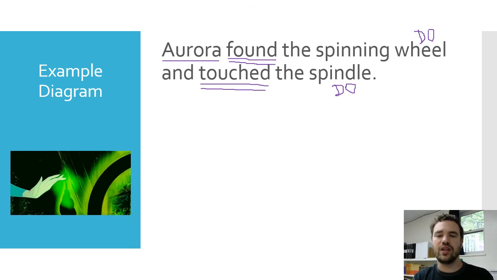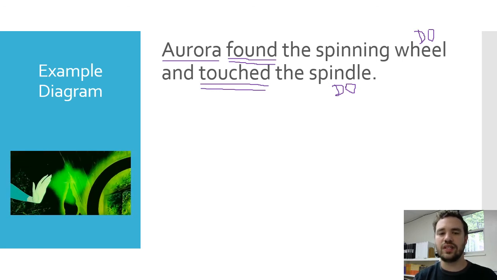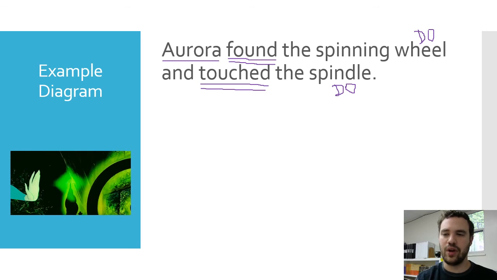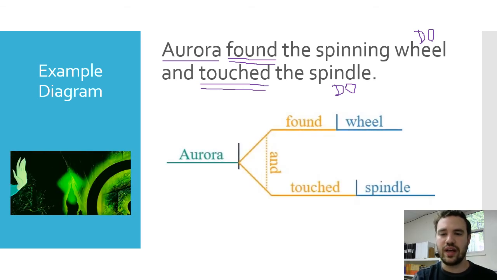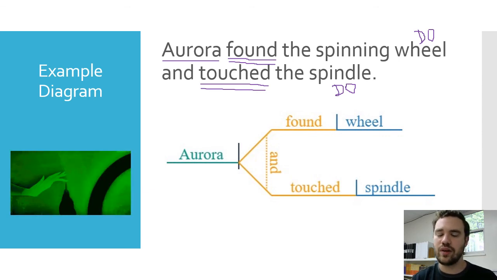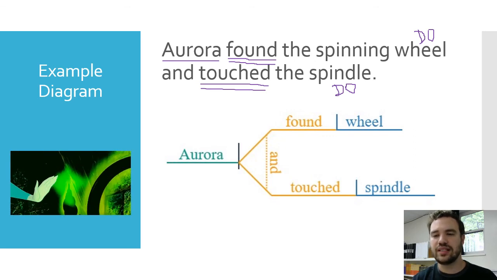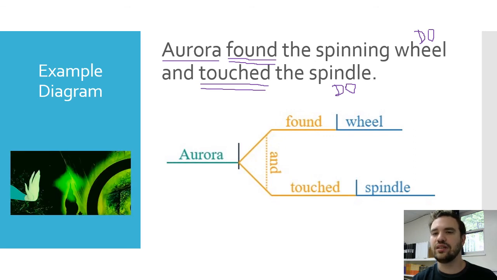So it's important to note that she did not find the spinning wheel and the spindle, and she did not touch the spinning wheel and the spindle. She found the spinning wheel and touched the spindle. They're separate actions. So let's see how that works out. All right, like we saw a few minutes ago. So we've got Aurora as our subject starting us out. We've got that vertical line that cuts through, and then we've got the rocket ship structure splitting. We've got found on top with the vertical line that stops for wheel, and then we've got "and" in the middle. We've got touched on the bottom with the vertical line that stops, and then spindle.